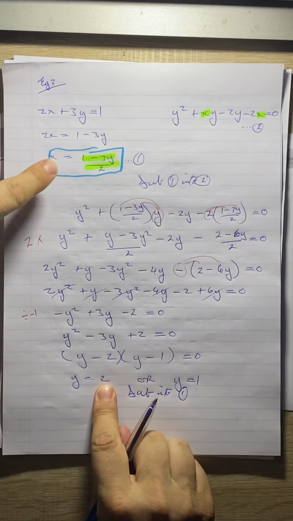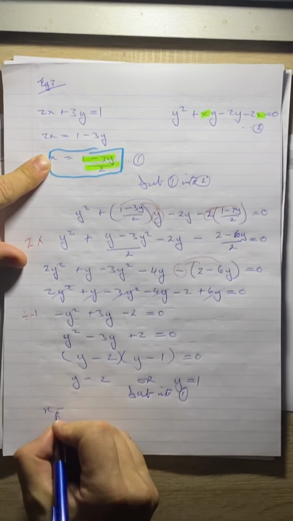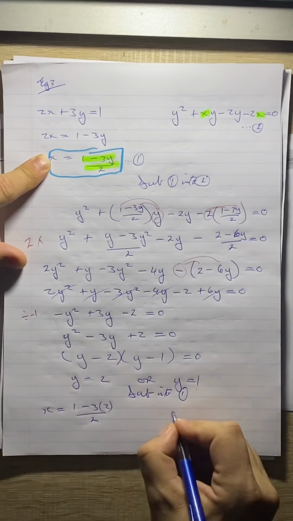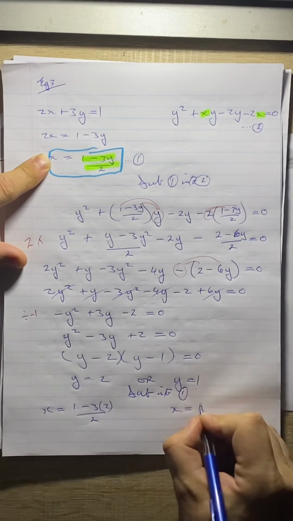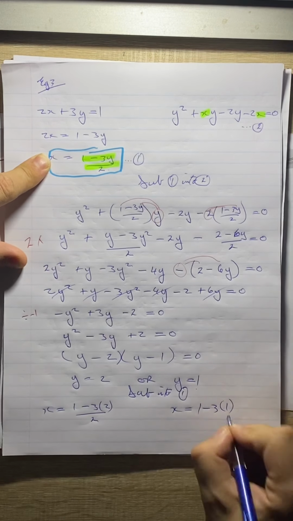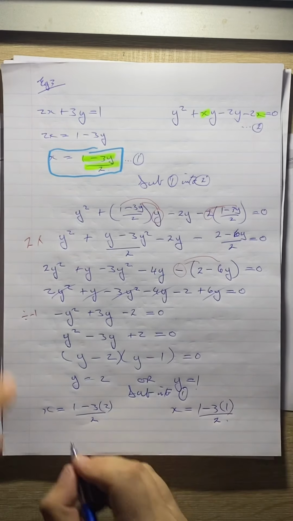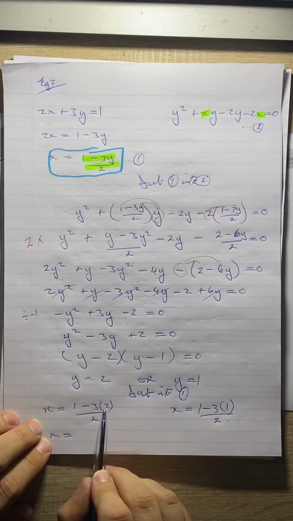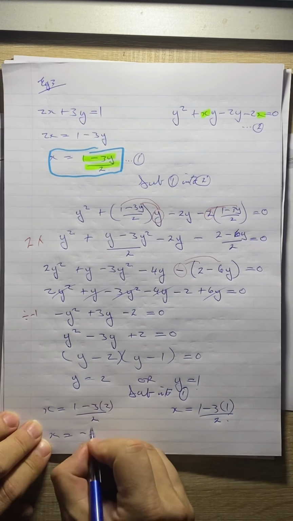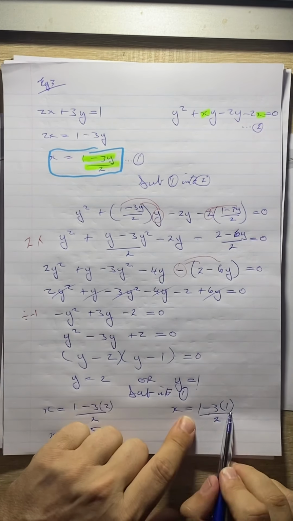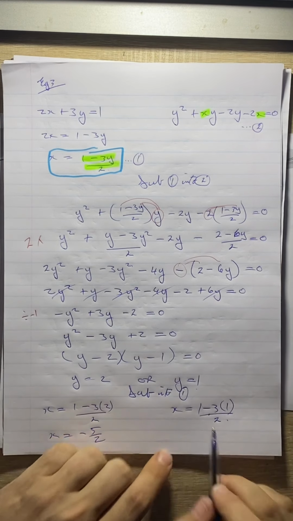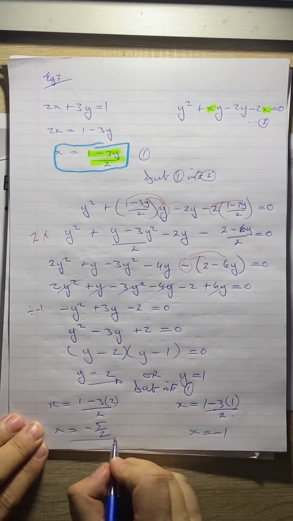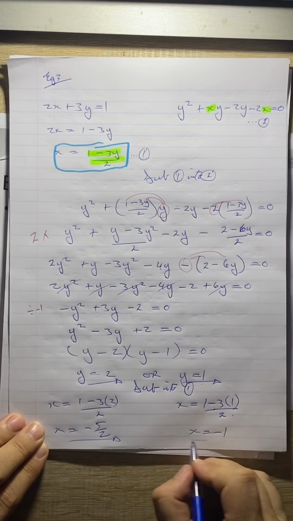Okay, so for this one over here, we will get x is equal to (1 minus 3 times 2) all over 2. And for this one here, we'll get x is equal to (1 minus 3 times 1) over 2. Okay, so we get x is equal to, that's going to give us 1 minus 6, which is minus 5 over 2. That's going to give us 1 minus 3, so that's going to give us minus 2. Minus 2 divided by 2 is minus 1. So we have solved for x and y simultaneously.